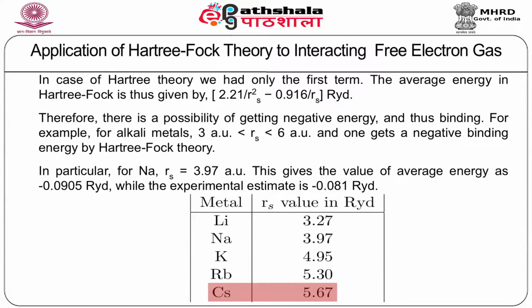The cesium, which has an Rs value of 5.67 atomic unit, as was shown in the table in the previous slide, must exhibit ferromagnetism. But in reality, this is not the case. Therefore, the Hartree-Fock, as applied to the free electron gas case, will fail to explain the magnetic behavior.